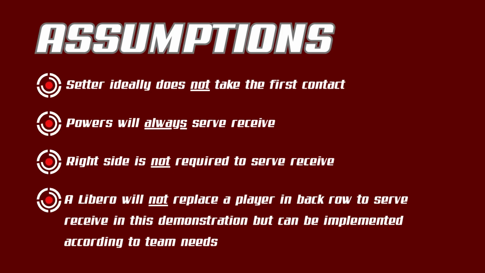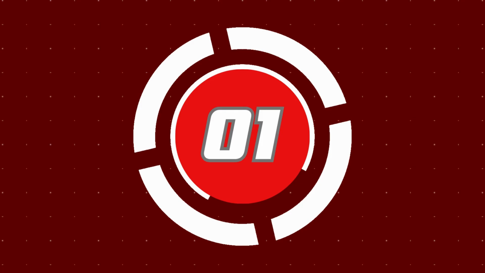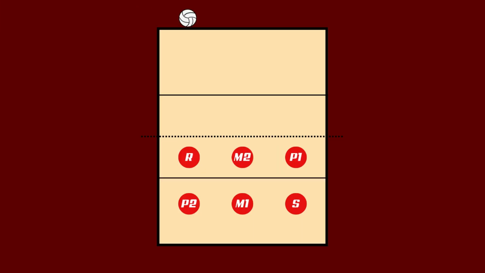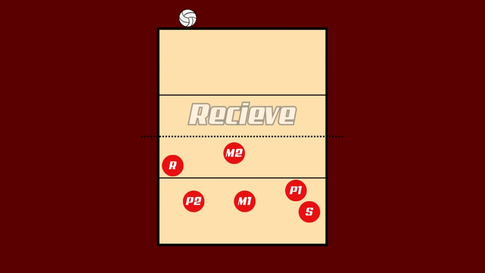We will always have our powers be a part of the 3-person serve-receive. Right side will not be required to pass the first ball here but can be modified according to team needs. Once again, a libero will not be shown here, but if desired, one can take out a back row player without substitution. Rotation 1. Here, to hide our setter, P1 will step back and pass.